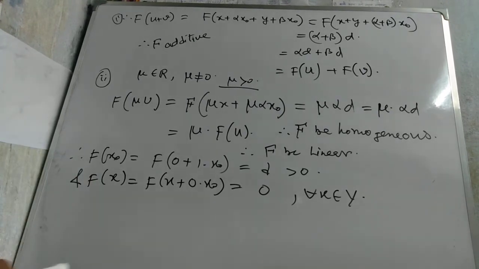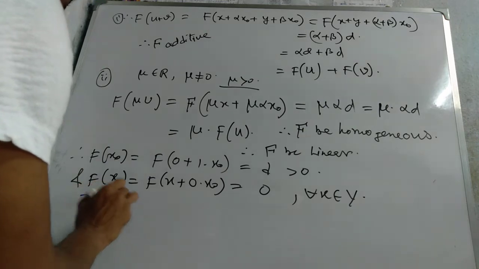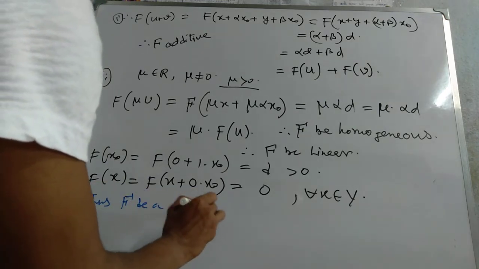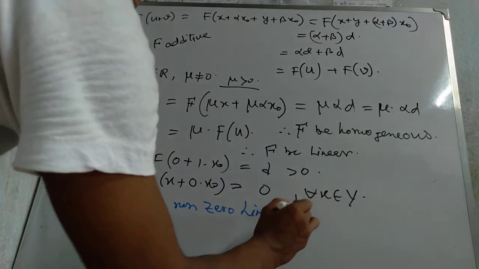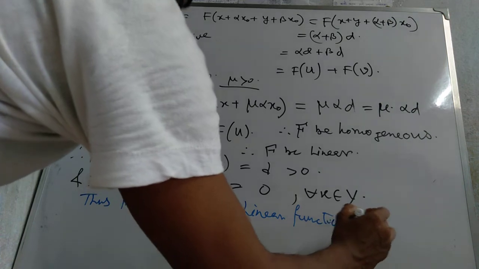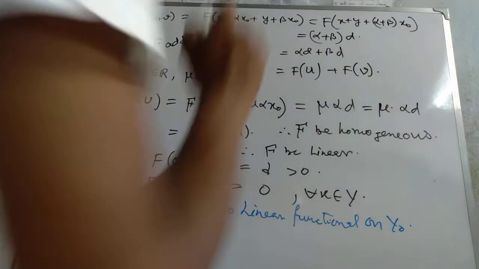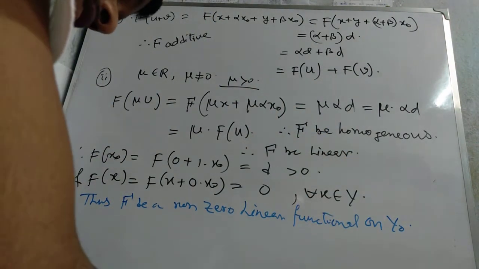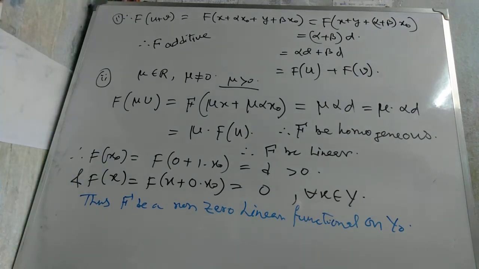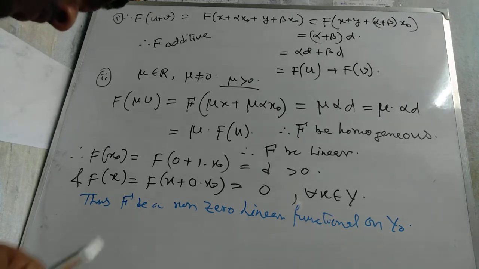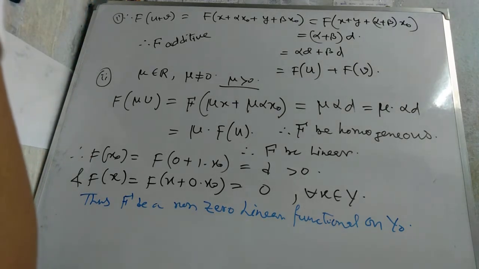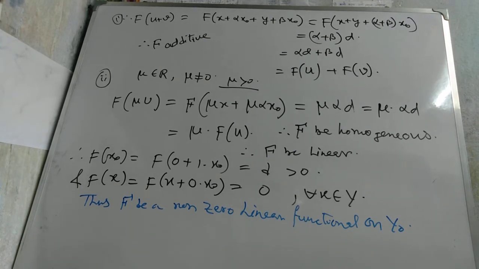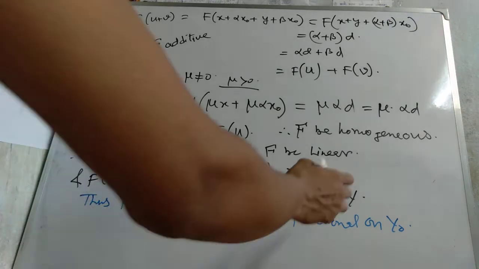Then what we get? We get that f is a non-zero linear functional on Y, for all y, here given y is y0. Because you have defined y from y0 to this, so this one is beta. Then here we write y0, this one is beta.